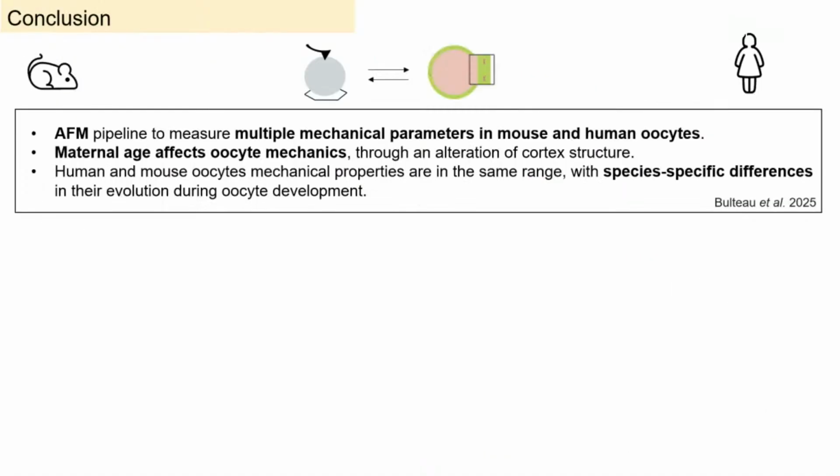So then to conclude, here I show you that we developed an AFM pipeline to measure multiple mechanical parameters in both human and mouse. We show that maternal age affects oocyte mechanics through an alteration of the cortex structure. And finally, we show that human and mouse oocyte mechanical properties are in the same range, with species-specific differences, especially for the two first stages of meiotic division.